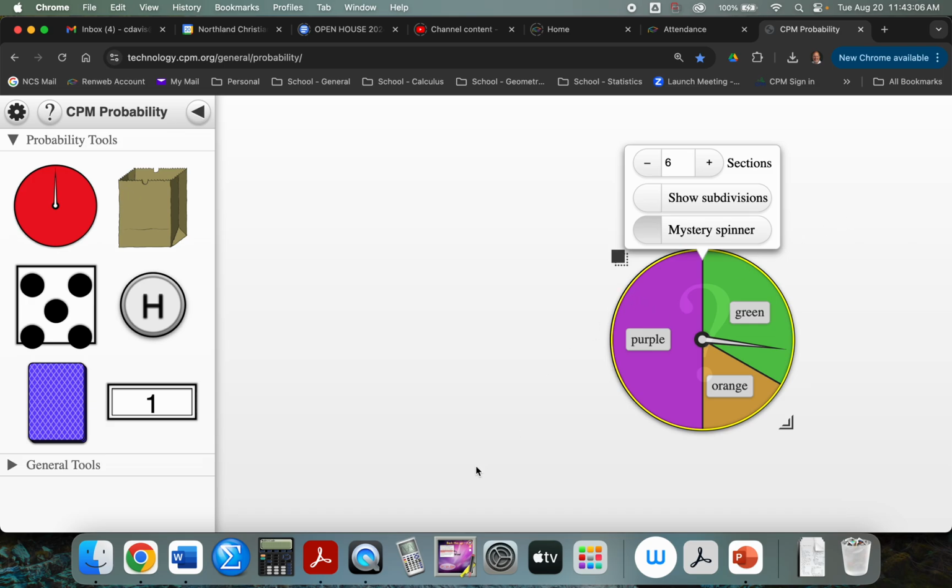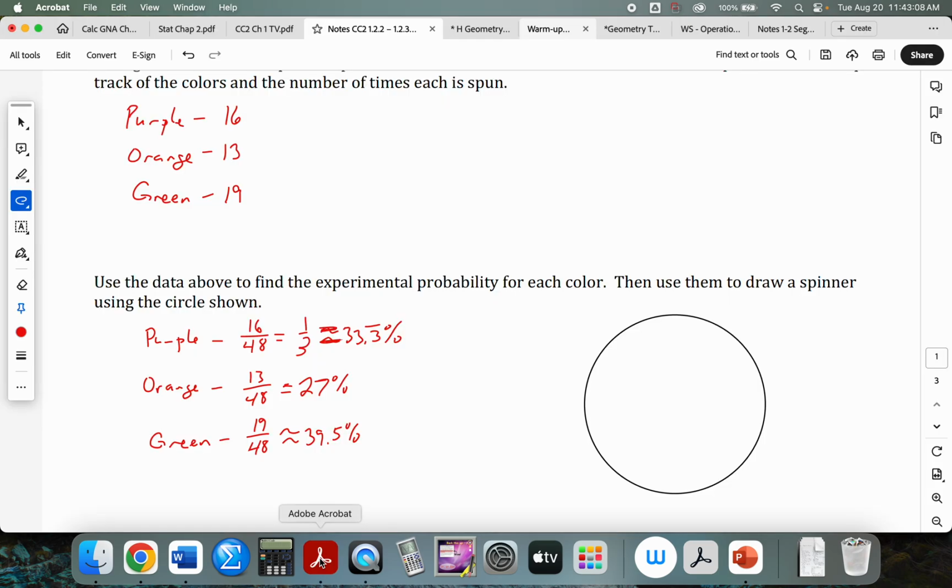Did we get one of the numbers right? Yeah, we got. Green is 1/3. Oh, green, that was pretty close. Green is about a third, but we were way off on the other two. But if I did this hundreds of times, it should get better.